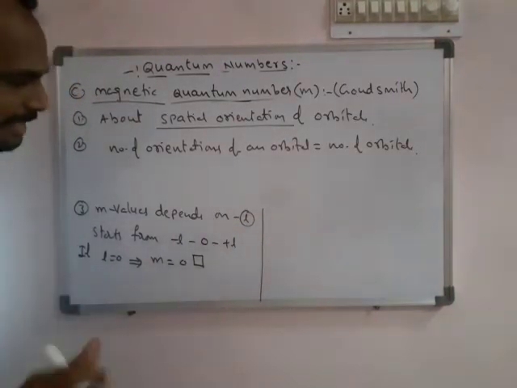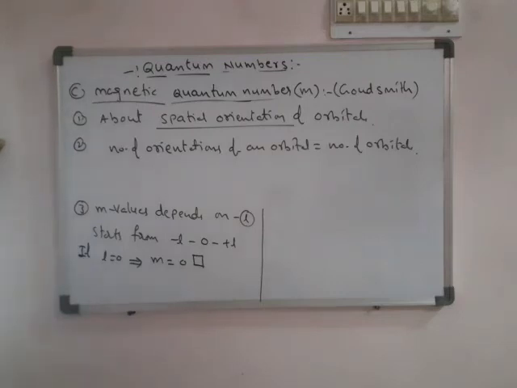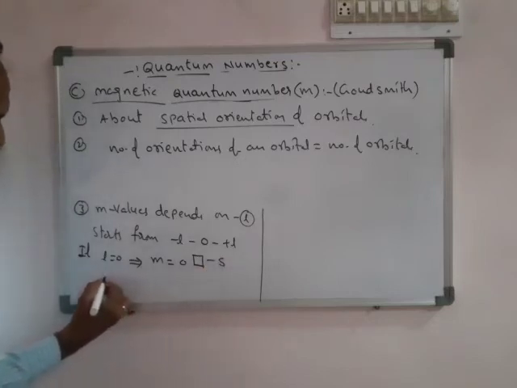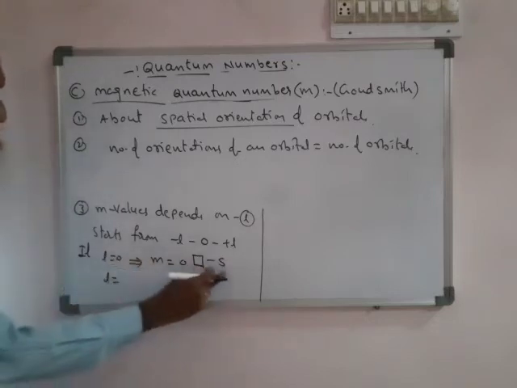It means only one choice in a spherical shape. That's why we got only one value, that is, one box. The s orbital has only one box under s. l equals 0 also indicates s.